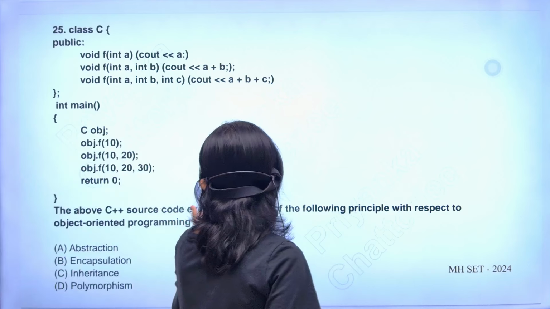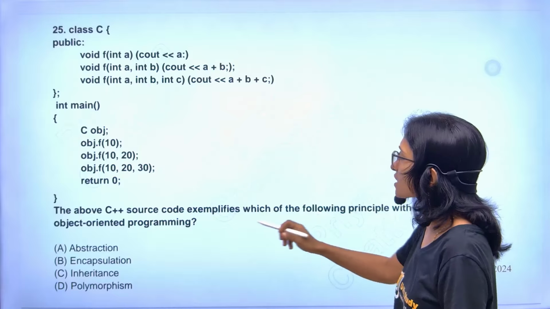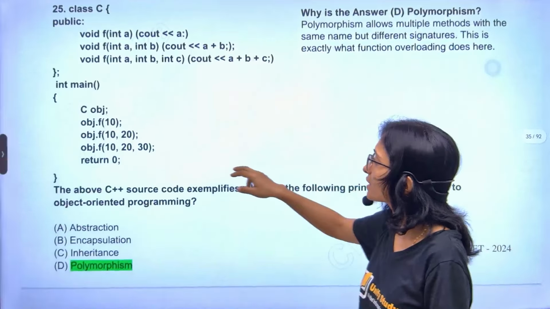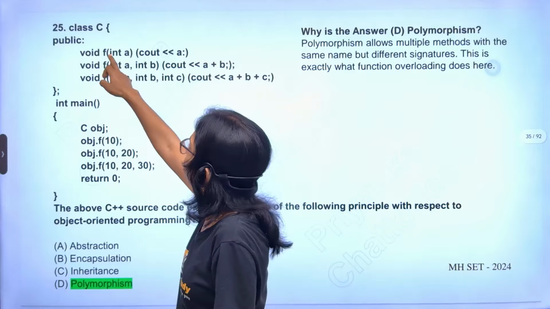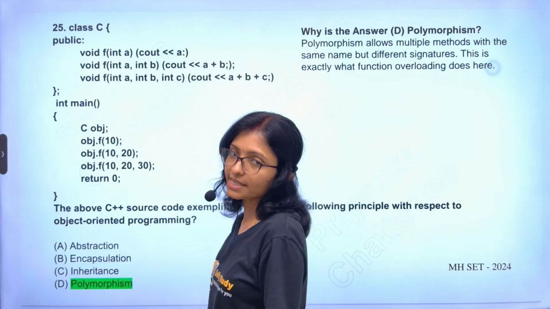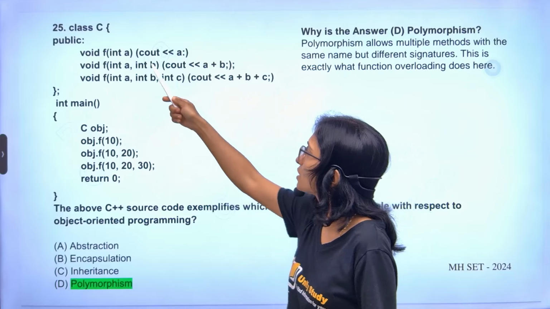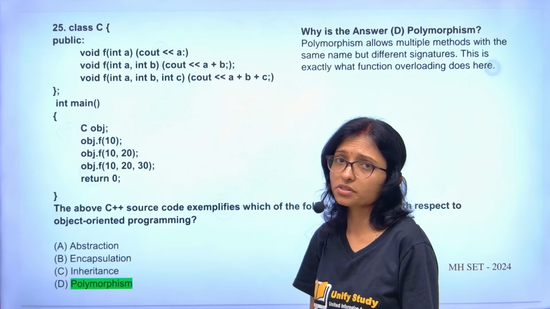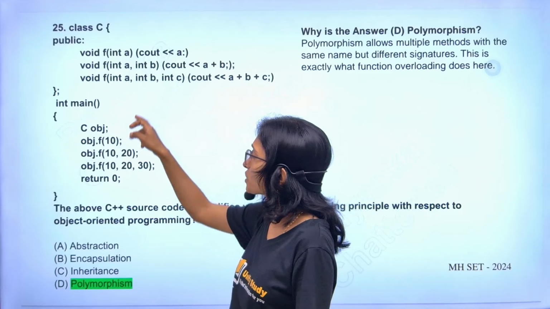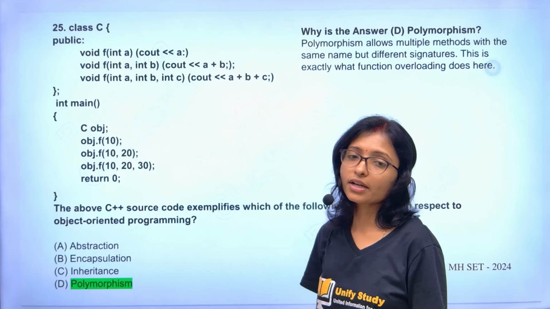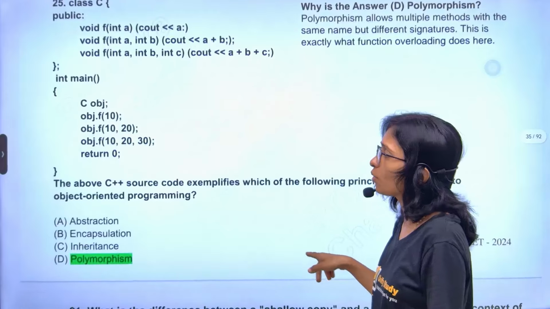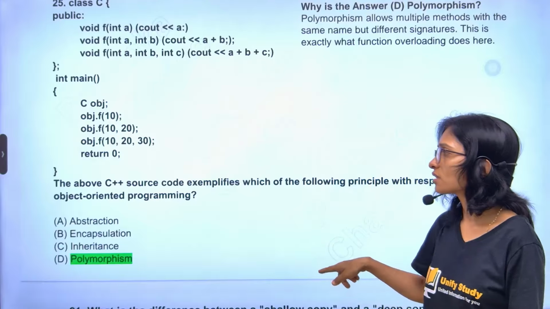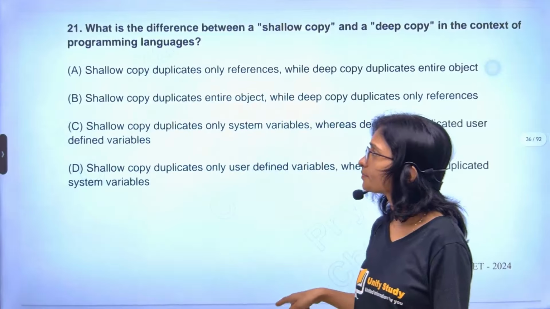It is asking this example is of which principle of object oriented programming. Very simply you can see this is f. This is also f, this is also f, this is also f. Same name f, we are passing with different arguments. This is none other than function overloading and polymorphism. Same name we are using for different purposes by passing different arguments. This is none other than polymorphism only. Why make mistakes? It's simple, don't make mistakes. Now do this.